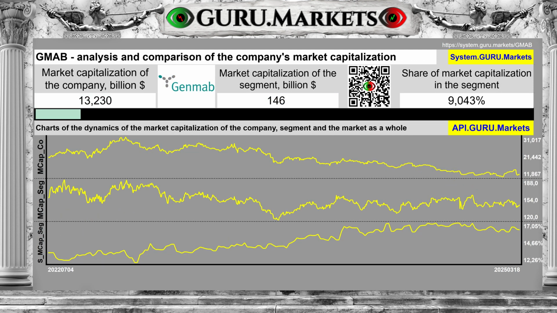Market capitalization of the company Genmab ADR is $13.23 billion, with a market capitalization of the subcategory of $146 billion. Genmab AS accounts for a share of 9.043% and is one of the medium-sized companies in the subcategory.